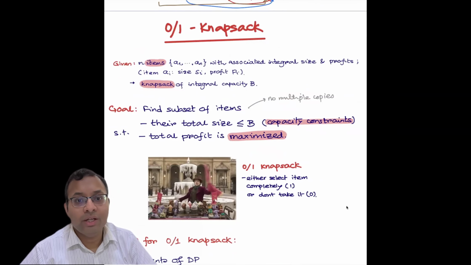Our goal is to find a subset of items such that their total size is at most the knapsack capacity B. It's called the knapsack capacity constraint, and under this constraint, we want to maximize the profit. And in this problem, we're talking about 0-1 knapsack, where we can either select an item or we don't select an item. We cannot select multiple copies of the same item, or we cannot cut the item.